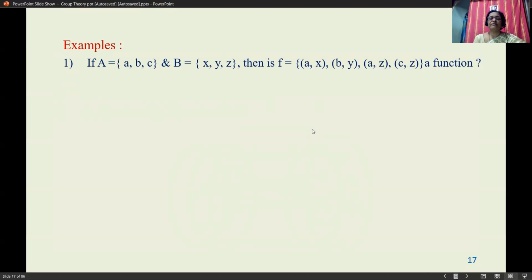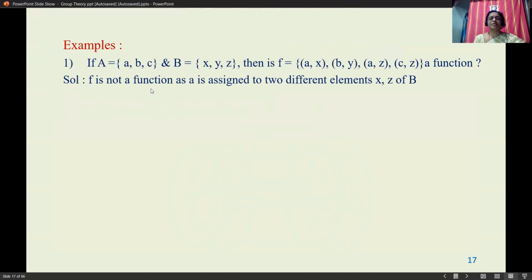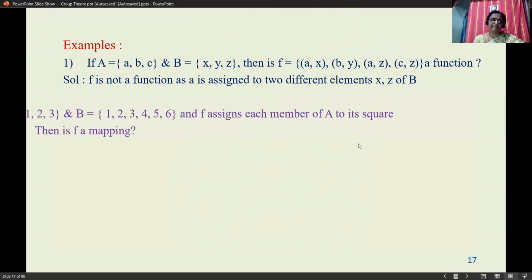And therefore, F is not a function, because we are asked to say whether F is a function. So this is not a function because A has more than one image in set B. So what is the answer here? F is not a function as A is assigned to two different elements X and Z of B.